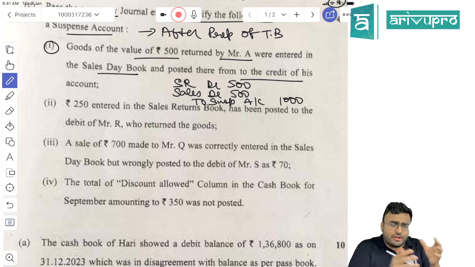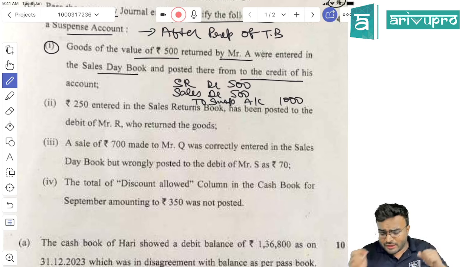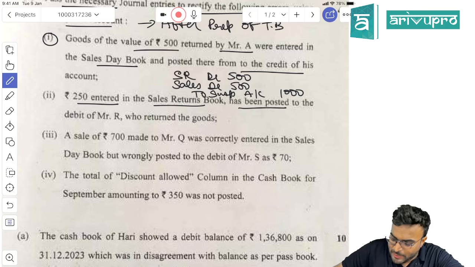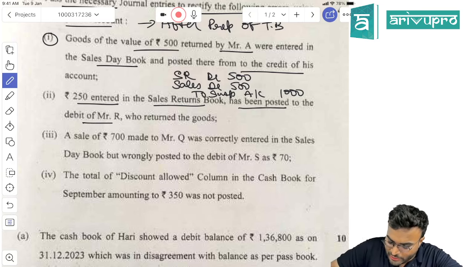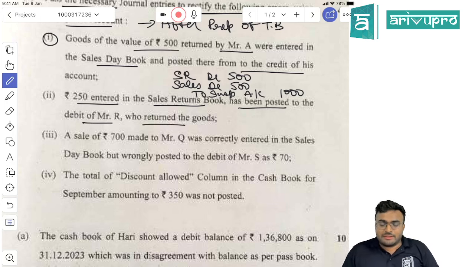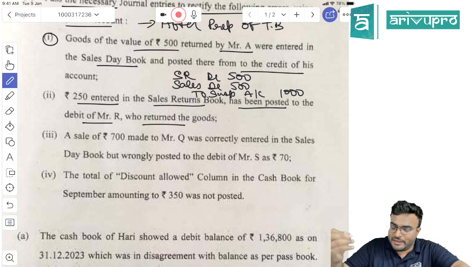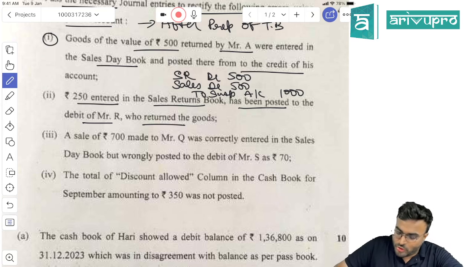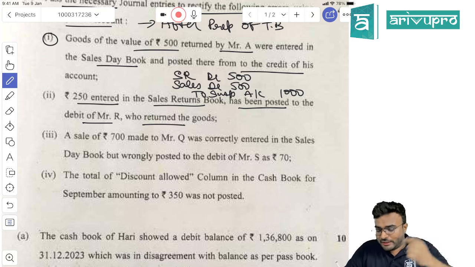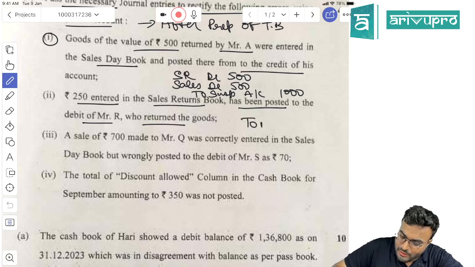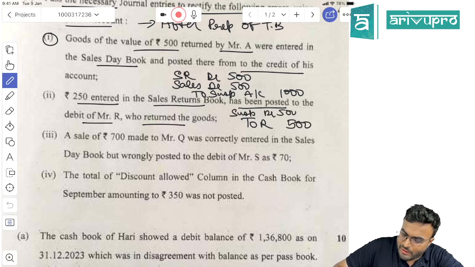Such rectifications are already there in our material which we have discussed in class. Next, 250 entered in the sales return book has been posted to the debit of Mr. R who returned the goods. Actually, it should be to the credit of R. Instead of a credit, you have debited R. So what will you do? You will credit R 250 plus 250, 500 rupees, and suspense account will be debited for 500 rupees.